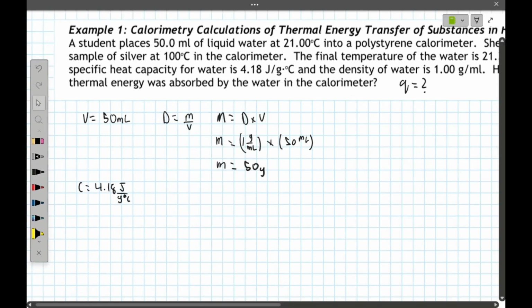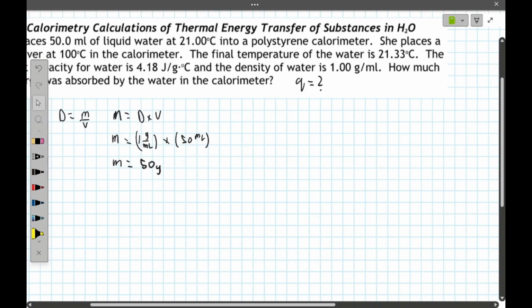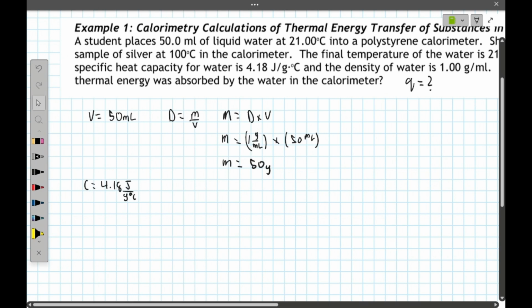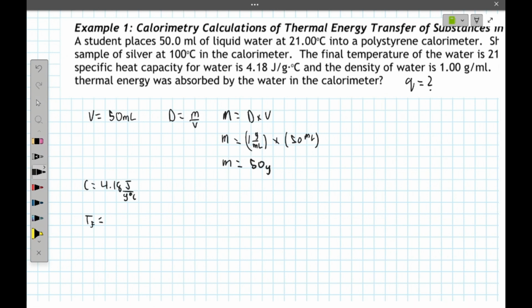And now the temperature. As you can see, it states that the final temperature of the water is 21.32 degrees. So our T final was equal to 21.33 degrees Celsius, and our initial was given at 21 degrees Celsius.